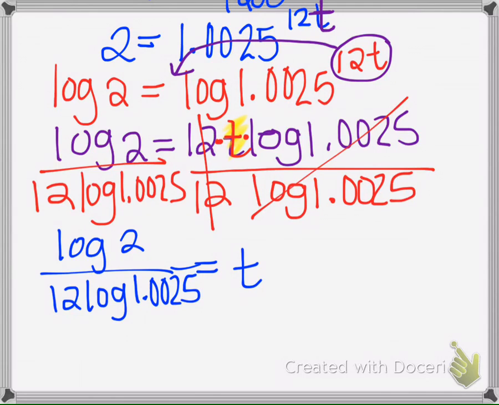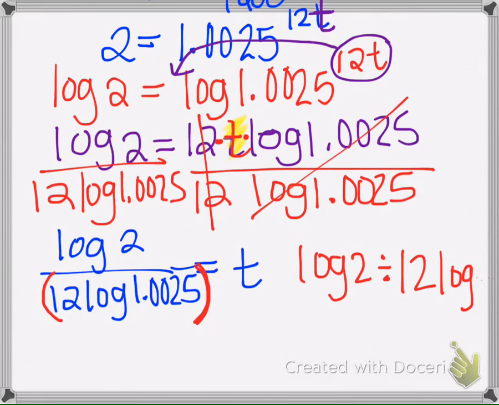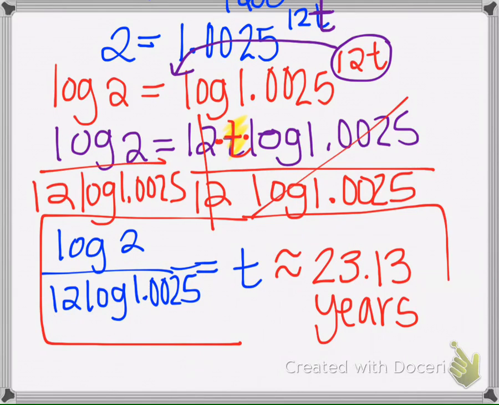So when you put this in your calculator, you should be doing log 2 divided by... And when you enter it in the calculator, if you're going to put this all in at once, you have to put parentheses. If you don't, and you just type divide, it's just going to divide by 12. So you want to divide by this whole thing. So when you type it in your calculator, you should get, it will take about 23.13 years, so a little bit over 23 years for Ryan's account to double to make $8,000.